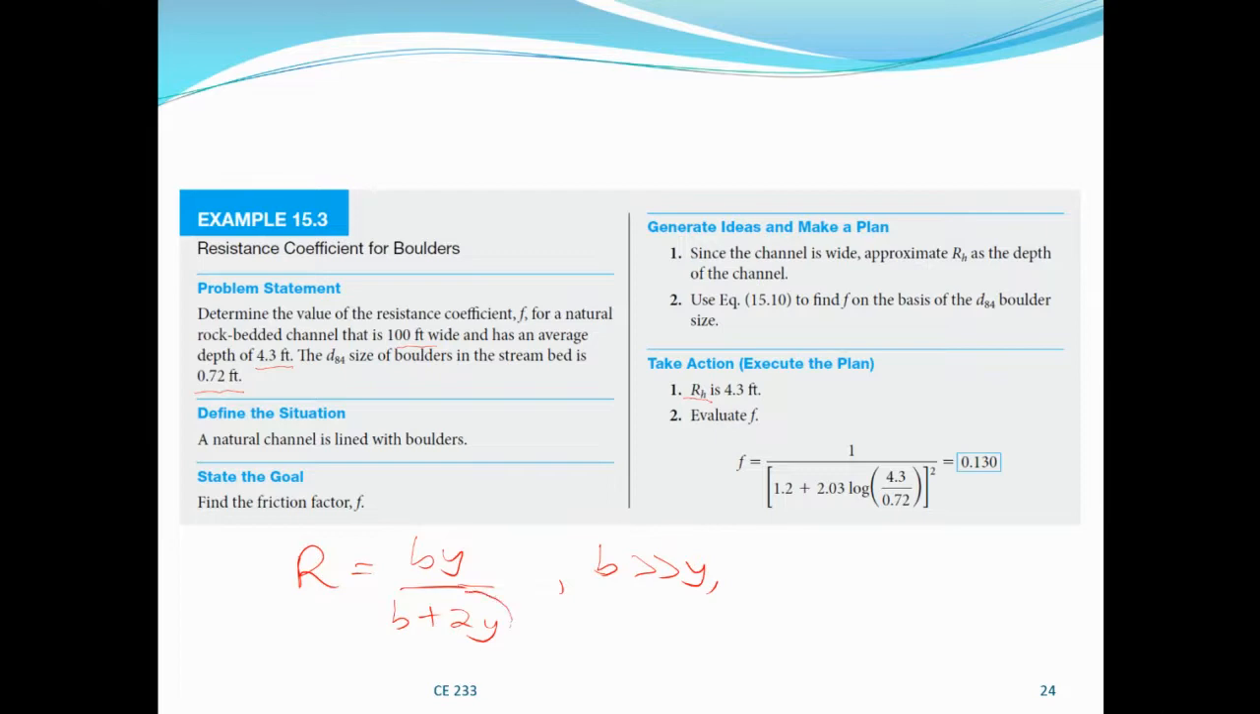Okay, so you have this term to be negligible, 2y, when added to the breadth. So this reduces to just by divided by b. So b cancels b, which is y. So the hydraulic radius is approximately equal to y. This is applicable for wide channels. You can see the channel width is 100 feet and the depth is 4.3 feet, very small. So the hydraulic radius is just taken to be the depth of the channel.